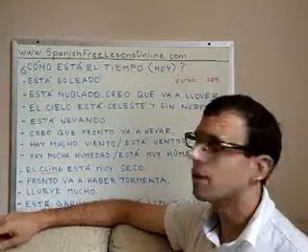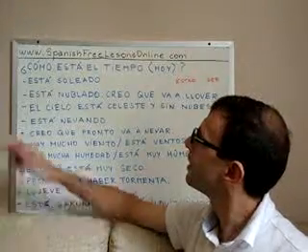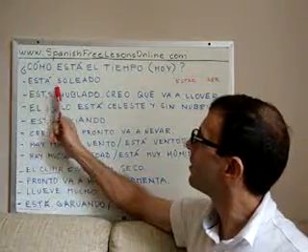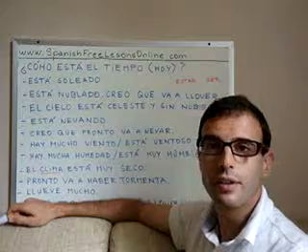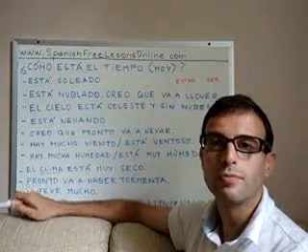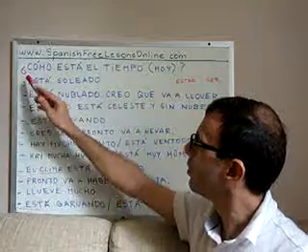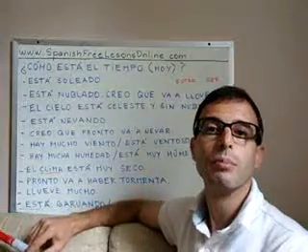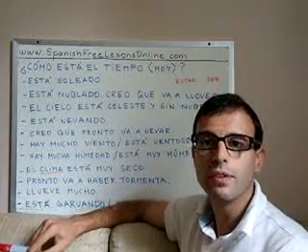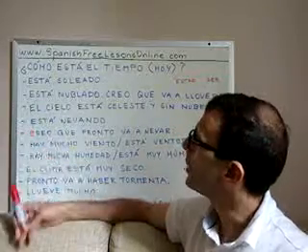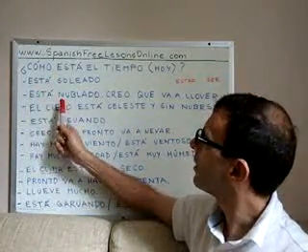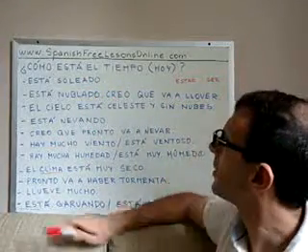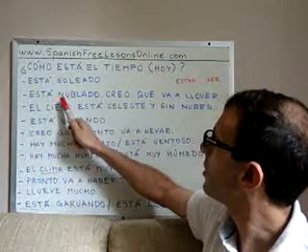We can say it is sunny. Está soleado. It is sunny. Está soleado. And you will see that we are always using the verb estar, right? Because these are transitory states of the weather. We can say, está nublado. Creo que va a llover. This means, it is cloudy.